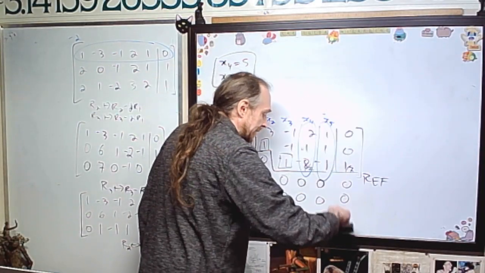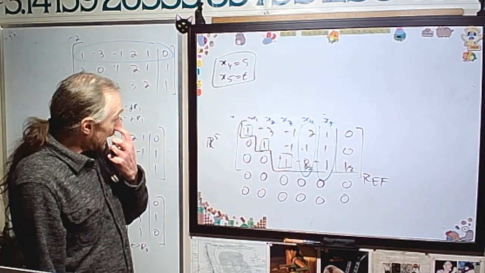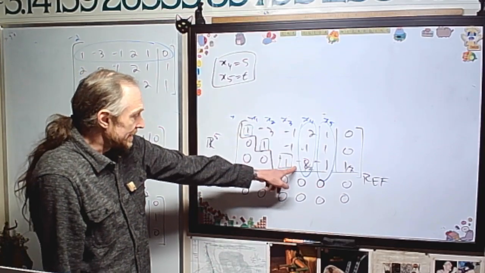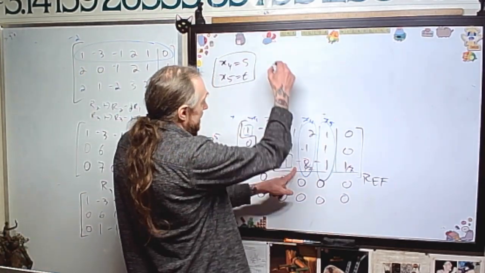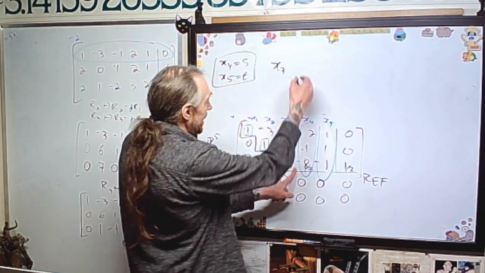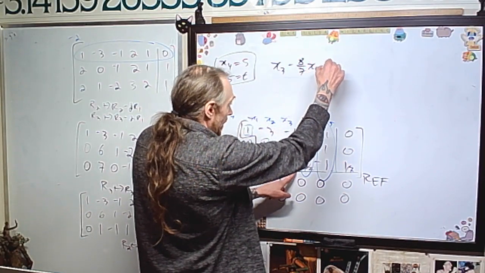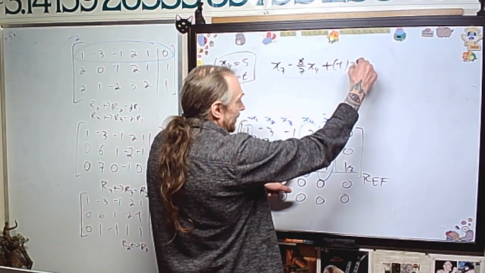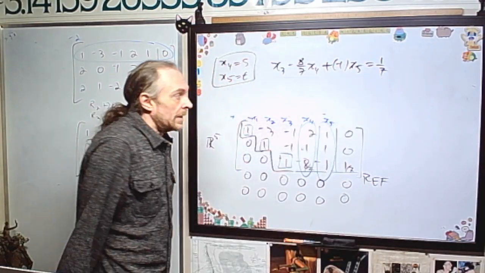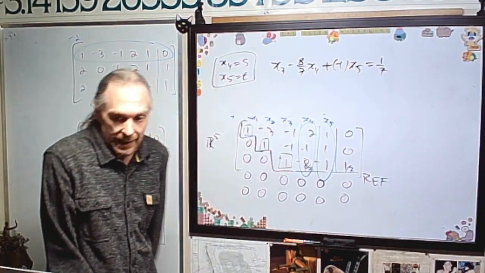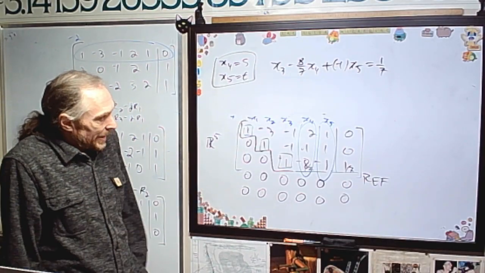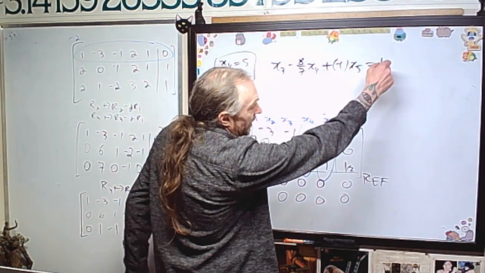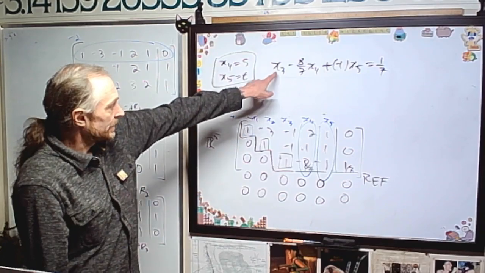Now I need to back substitute and find x3, x2, and x1. But this is what the equations are saying. This one right here says x1 times x3 minus 8 over 7 x4 plus negative 1 times x5 is equal to 1 over 7. So this is not through the origin, so this is not a subspace, because it's a subspace if and only if it goes through 0, because you have to have 0 in your subspace, and it goes through 1/7 in the x3 coordinate.